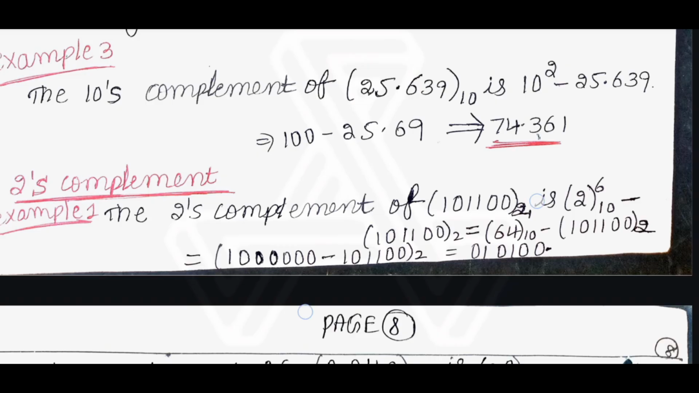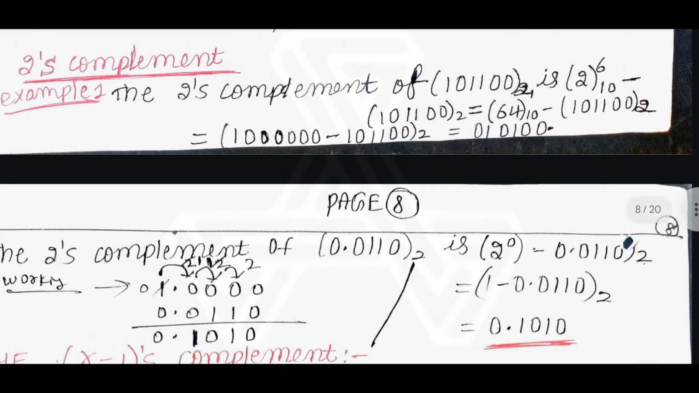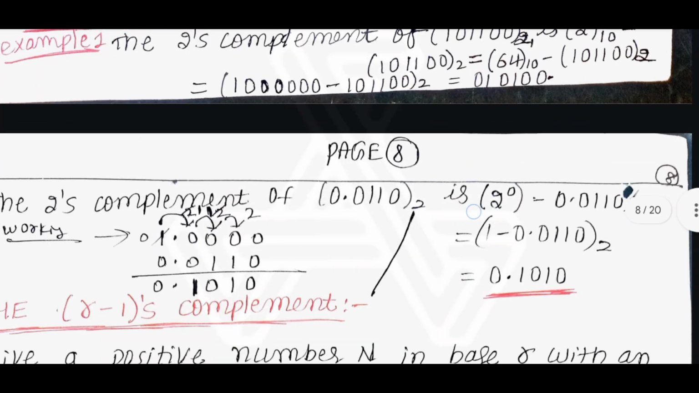The 10's complement of 25.69 can be written as follows: the integer part has only 2 digits, so 10 power 2 minus 25.69 gives the 10's complement. The 2's complement of 10110: 2 is r and the number of digits is 6, so 2 power 6 minus this, we will be getting 0100100.